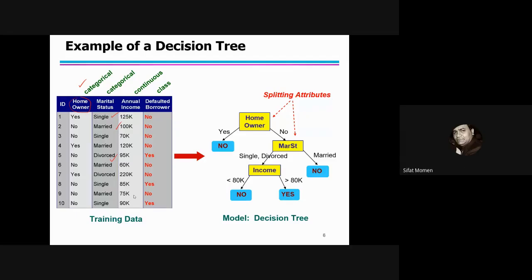Before we look into how a decision tree makes the classification, let's see what a decision tree looks like. If you are training using this training set and you're using a decision tree classifier, the classifier would create a model like this. This is how the model would look.